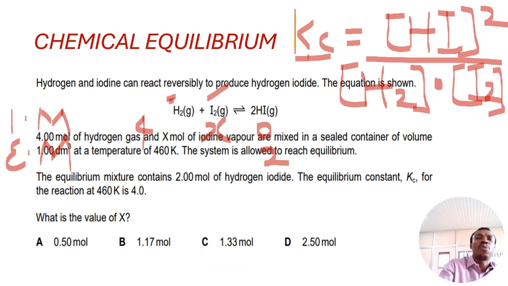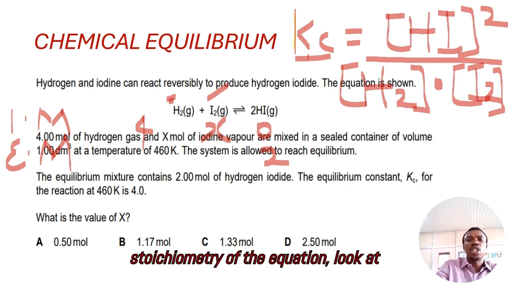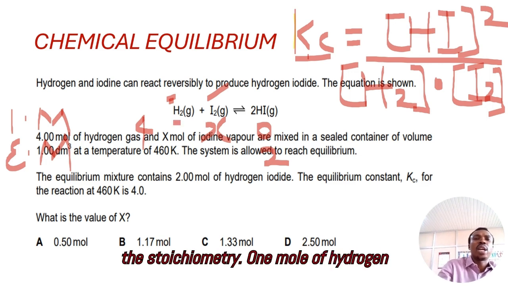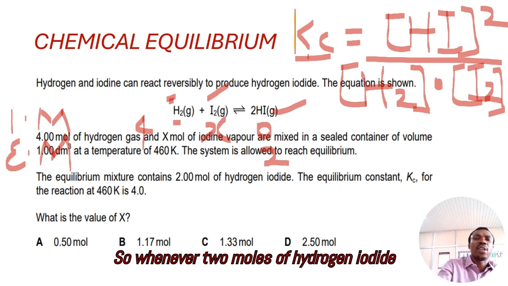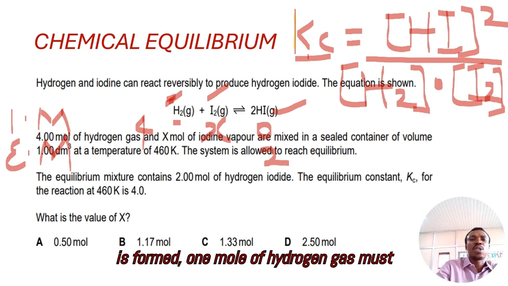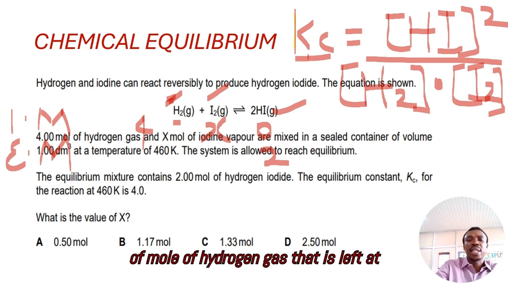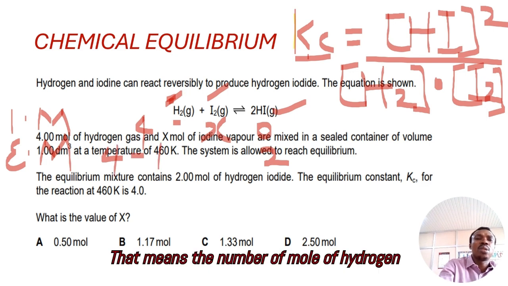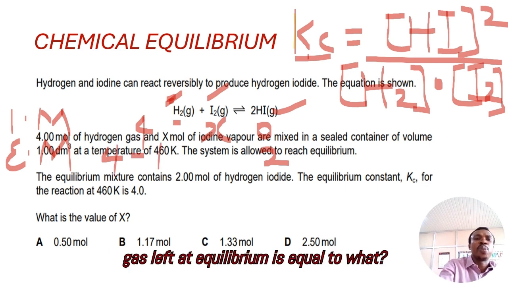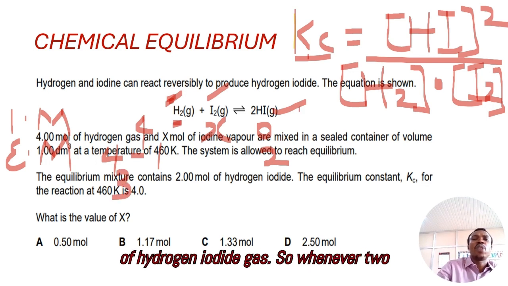We have the equilibrium mole for hydrogen iodide. So from the stoichiometry of the equation, look at the stoichiometry. 1 mole of hydrogen gas reacts with 1 mole of iodine to give you 2 moles of hydrogen iodide. So whenever 2 moles of hydrogen iodide is formed, 1 mole of hydrogen gas must have reacted. So what will be the number of mole of hydrogen gas that is left at equilibrium? It will be 4 minus 1. That means the number of mole of hydrogen gas left at equilibrium is equal to 3.